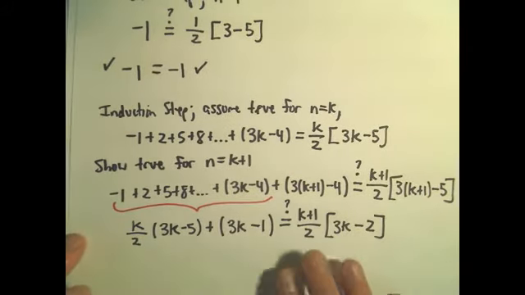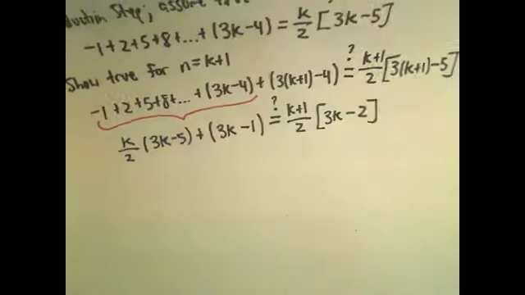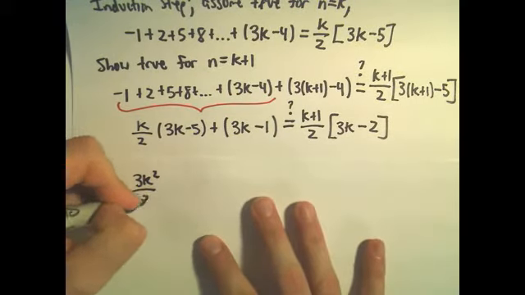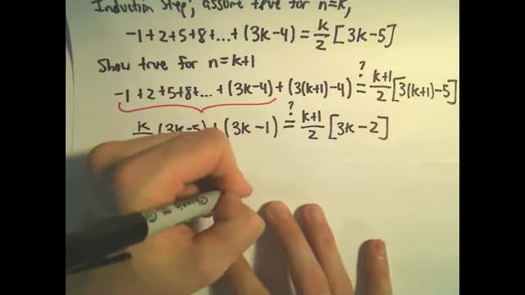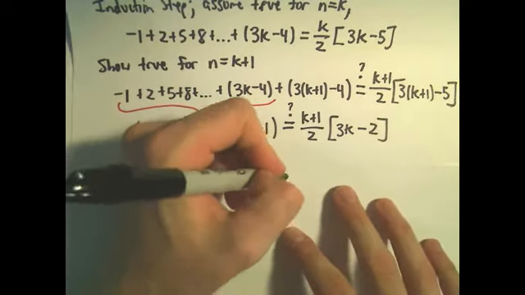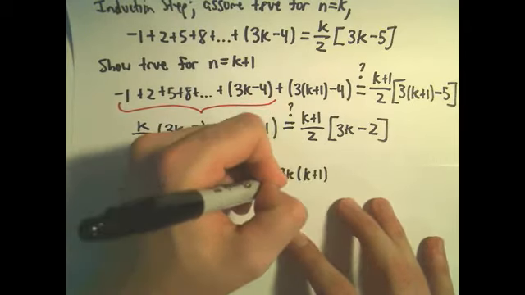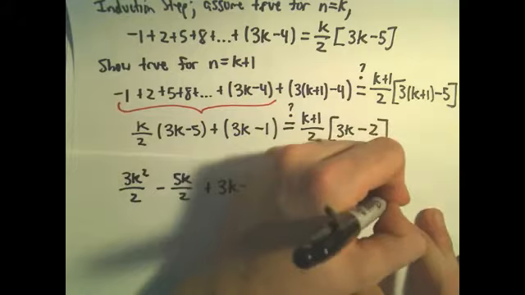There's a little bit of different algebra that you could do to justify this, hopefully, without too much trouble. To me, maybe the most straightforward, though with a few more steps, is to multiply out the left side. We'll get 3k squared over 2 minus 5k over 2 plus 3k minus 1. Now on the right side, if we multiply things out, we'll have 3k times k plus 1 over 2 minus 2 times the quantity k plus 1 over 2.